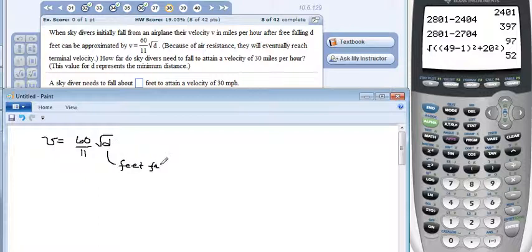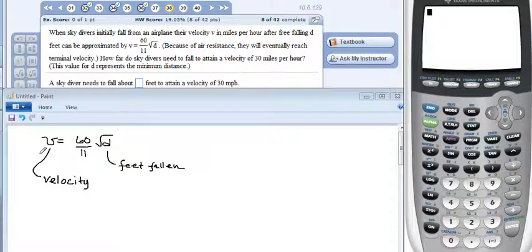Feet fallen. What is v? Velocity. Speed. If you ever take physics, you'll know that speed and velocity are basically the same thing. One's got a direction attached to it. That's the velocity. That's a vector, if you've ever taken any kind of physics. But you can just think of it as speed. So your speed is dependent on how many feet you've fallen. When you first fall out of the airplane, you're not traveling very fast, and you're going to build up your speed.